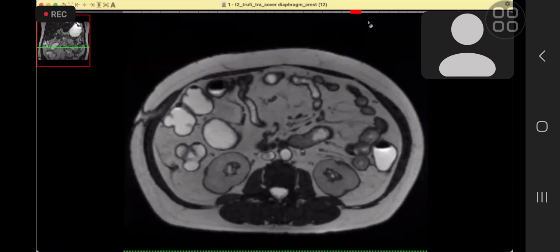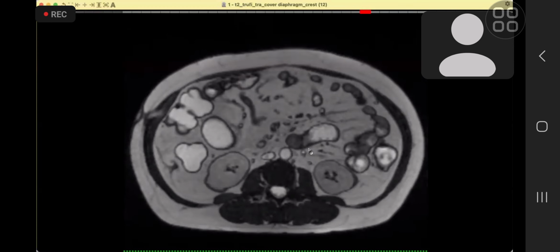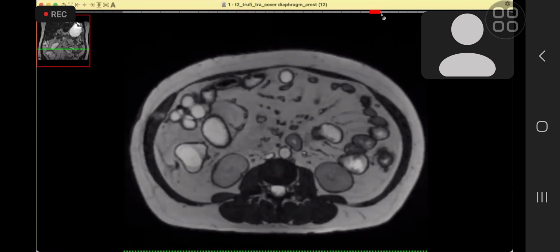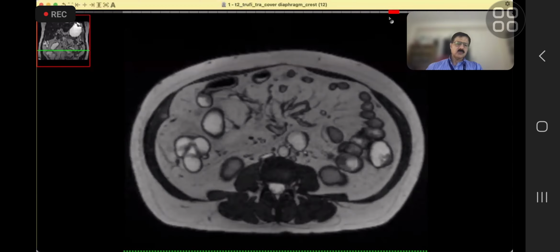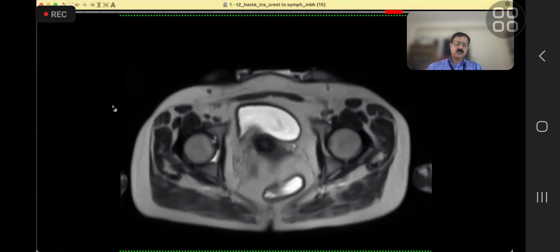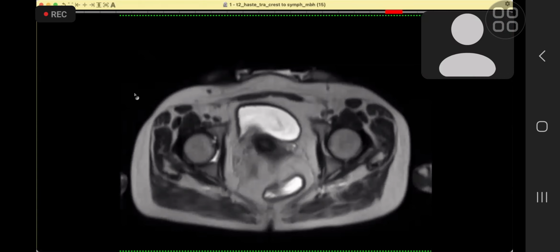So this is a mural thickening involving the proximal jejunal bowel loop. I would like to see it also on the diffusion weighted image and the post contrast. Just one second, please. Okay, I am going to give you the subsequent T2.